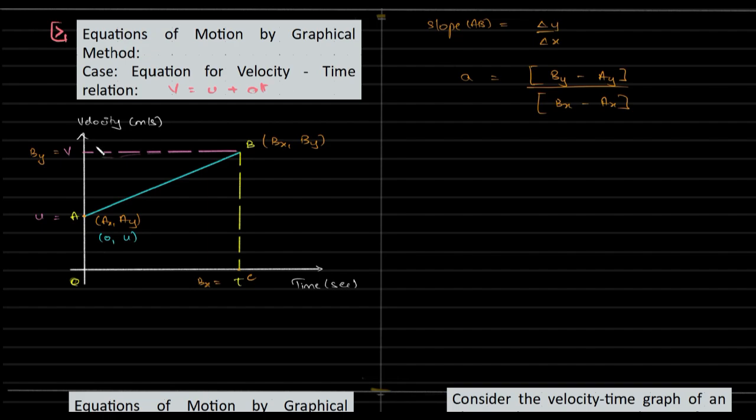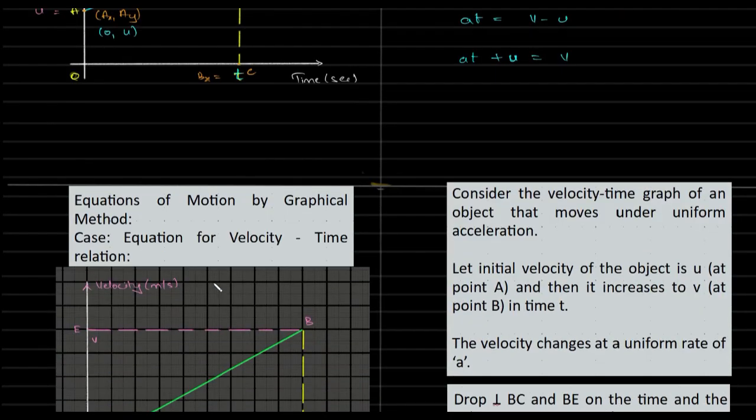So change along the y-axis is nothing but b of y minus a of y, and change along the x-axis would be b of x minus a of x. And substituting, we have v, right? b of y is v, a of y is u, divided by b of x is t minus a of x is 0. So basically this would be v minus u divided by t. Now if I cross multiply a and t, I'll get at is equal to v minus u. If I rearrange, I'll get at plus u is equal to v. So that's your velocity time relationship.